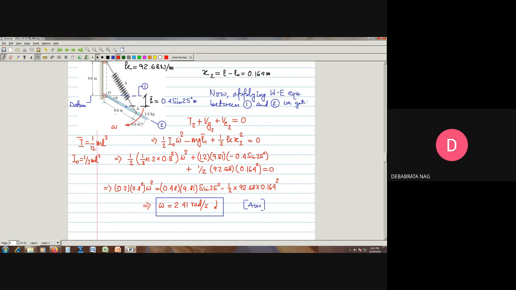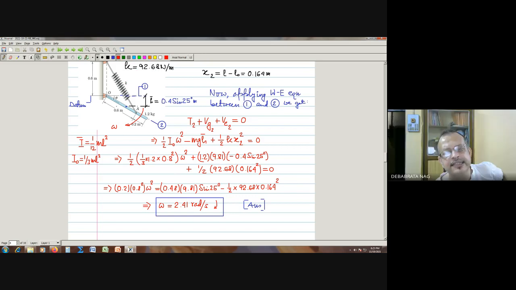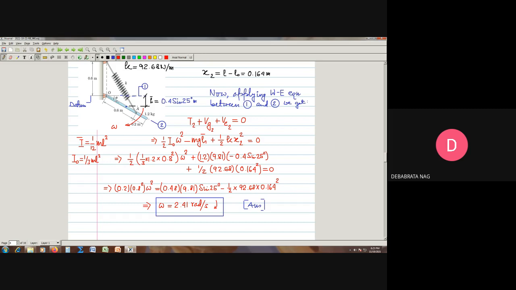So as it goes further with this stiffness k equal to 92.68 Newton per meter, this rod is designed to come to a stop when theta increases from 25 degree to 50 degree. But again, if you change this value of k, definitely some other angle will be the maximum angle the rod will undergo, and everything will therefore change.